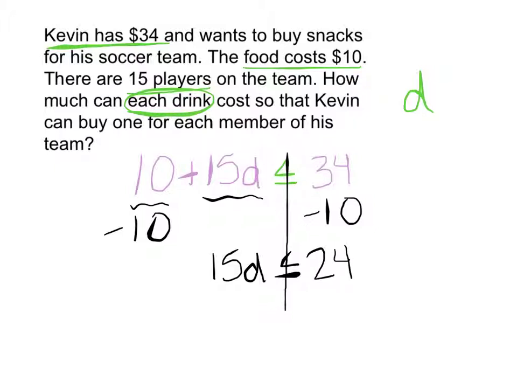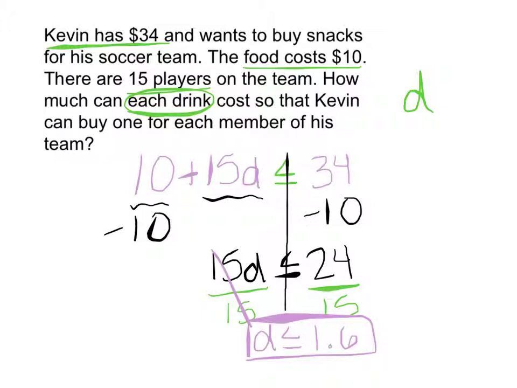Alright, now we have to do a little dividing. We have to divide both sides by 15. 24 divided by 15 is kind of gross. Pull up the calculator on your computer and see if you can do it. I'm going to assume you all did it. So, left with D on this side, no negatives, so I can say D is less than or equal to 24 divided by 15, which is 1.6. So, in Kevin's case, drinks need to be less than or equal to 1.6 each. So, they need to be less than or equal to $1.60.